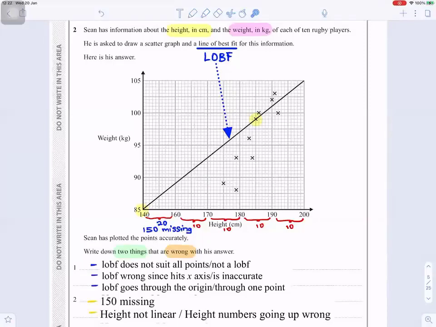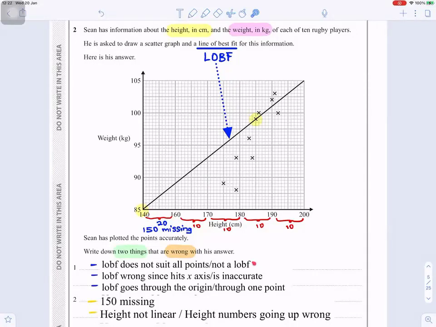Question number 2. Sean has information about height in centimetres and weight in kilograms of each of 10 rugby players. He is asked to draw a scatter graph and a line of best fit for this information. Here is his answer. Weight on the y-axis, height on the x-axis. Sean has plotted the points accurately. Write down 2 things that are wrong with his answer.